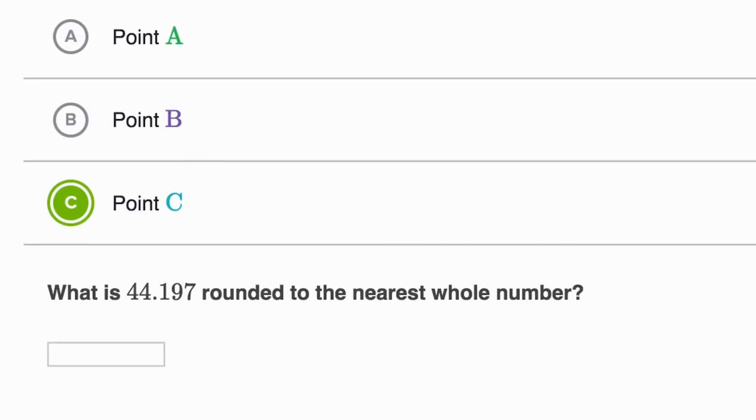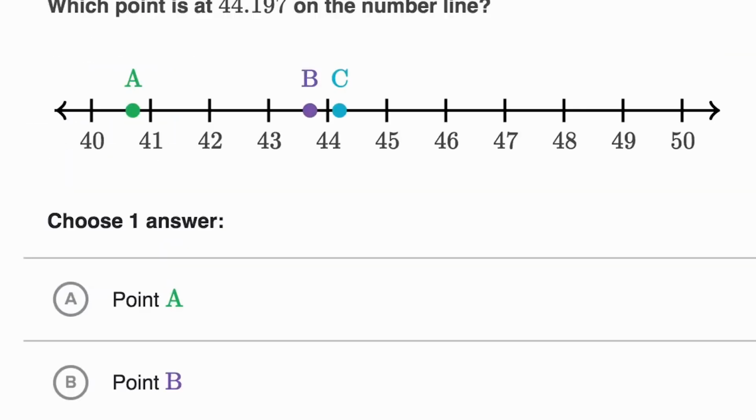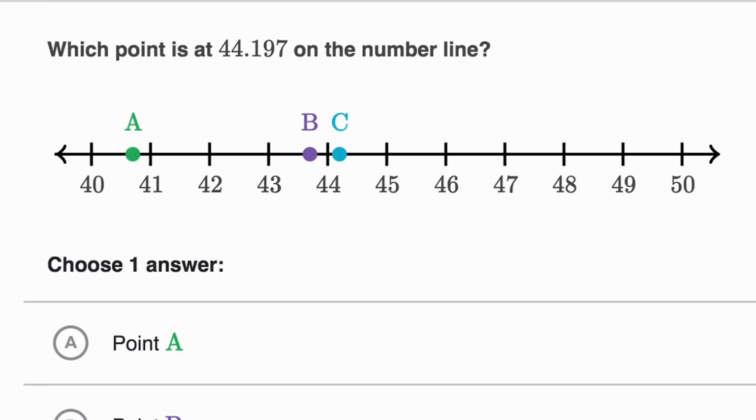Well, there's a couple of ways to think about it. You could just look at the tenths place and say, look, that's less than 5, so we round down to 44. Or a more intuitive way of thinking about it is like, look, point C is the number we care about. That is 44.197. What's the closest whole number to it? Is it closer to 44 or is it closer to 45? Well, it's clearly closer to 44. So that's another reason why 44 makes a lot of sense.